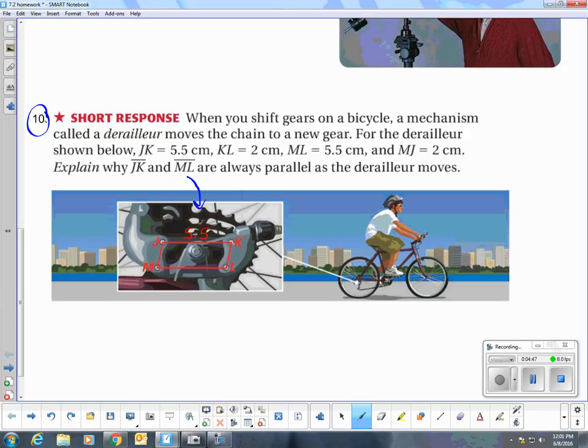And KL has a measure of 2. ML has a measure also of 5.5. And MJ also has a measure of 2. So to explain why JK and ML are always parallel: because opposite sides are congruent, this figure will always be a parallelogram. Therefore, JK and ML will always be parallel to one another. Those distances will never ever change.